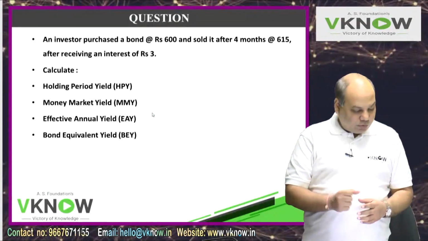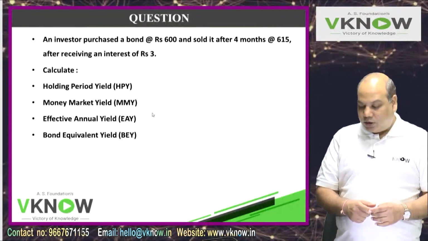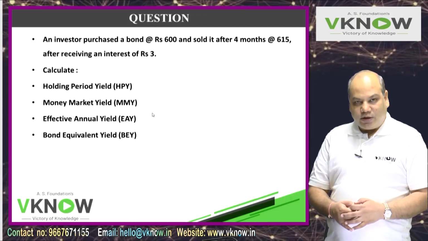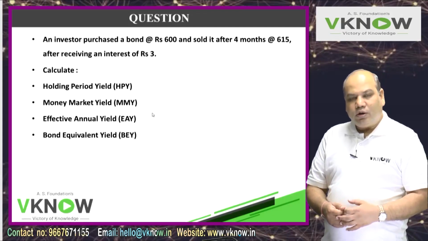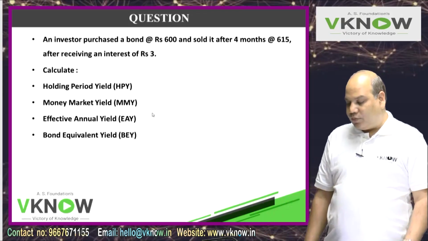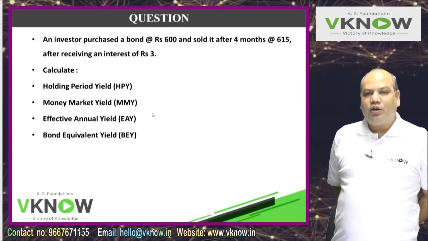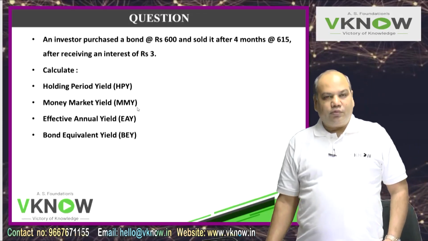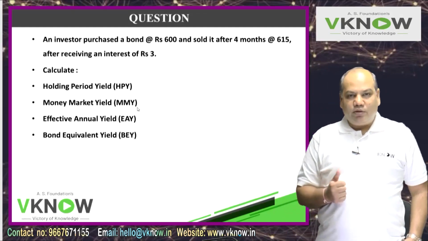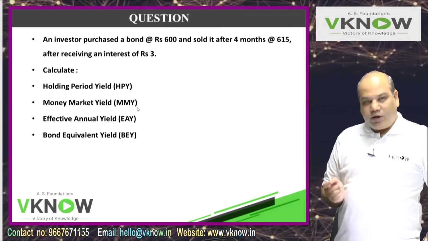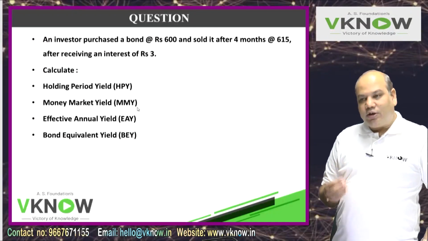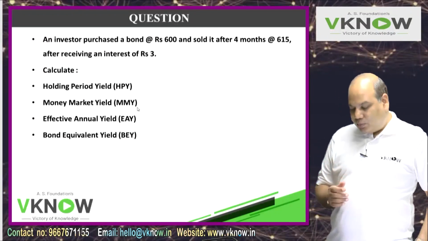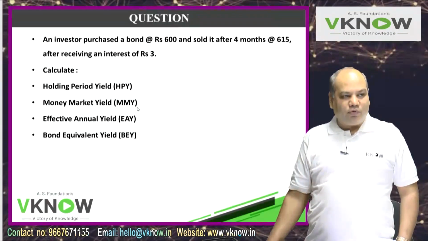So dear student, come to the next question below, number 20. An investor purchased a bond at rupees 600 and sold it after 4 months at rupees 615 after receiving an interest of rupees 3. Calculate. Now there are 4 calculations, so this can be a 4 mark or 8 mark question. Holding period yield, one mark. Money market yield, another mark. Effective annual yield, another. And bond equivalent yield.